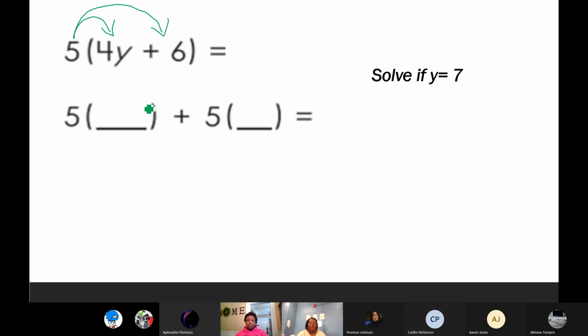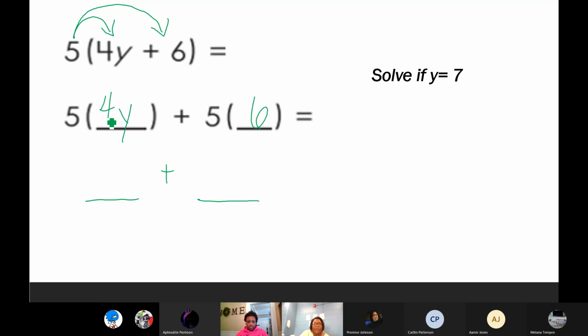Sounds like we're becoming old pros at it. So basically, 4y plus 5 times 6. So what would I write in these two blanks, guys? 4y plus 5. 4y plus 6. Not quite.